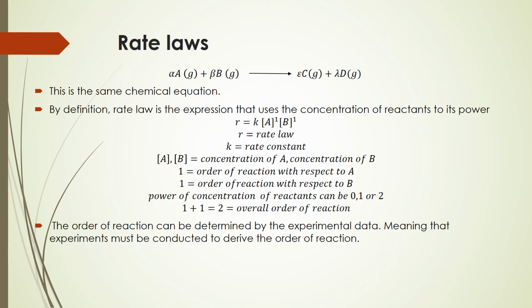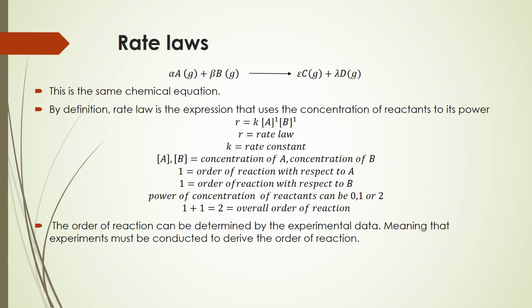So the rate law, we can express it as R equals K times concentration of A to the power of 1 times concentration of B to the power of 1. Now, R means the rate, K is the rate constant, and the brackets refer to the respective concentrations of A and B. The 1 is the power of A, and the 1 is the power of B, which indicates the order of reaction: the order of reaction with respect to A and also with respect to B.